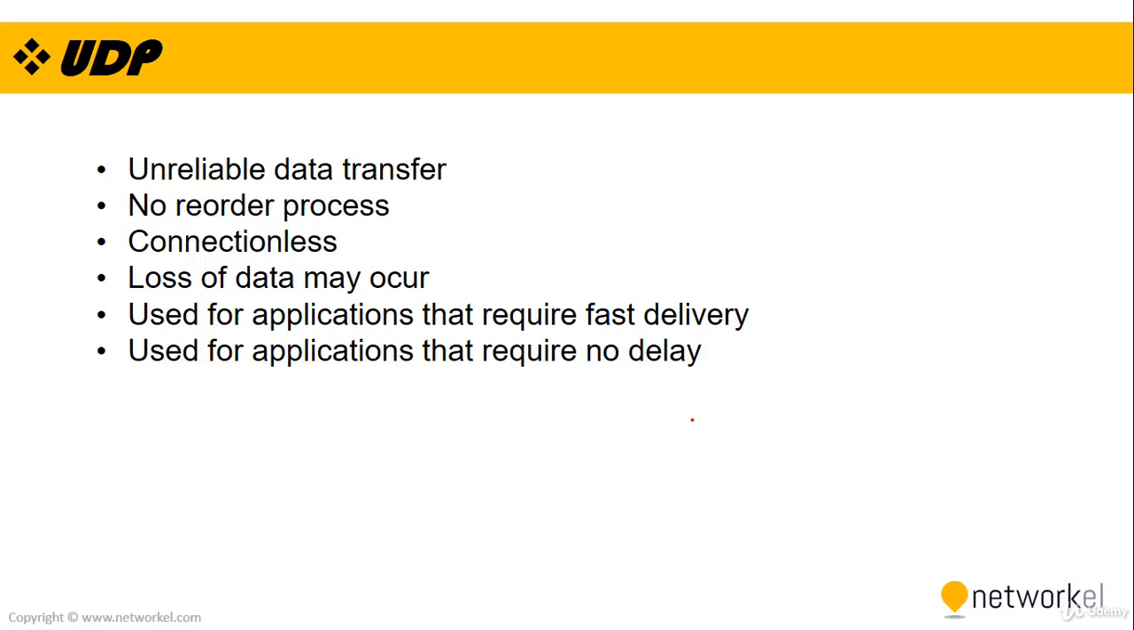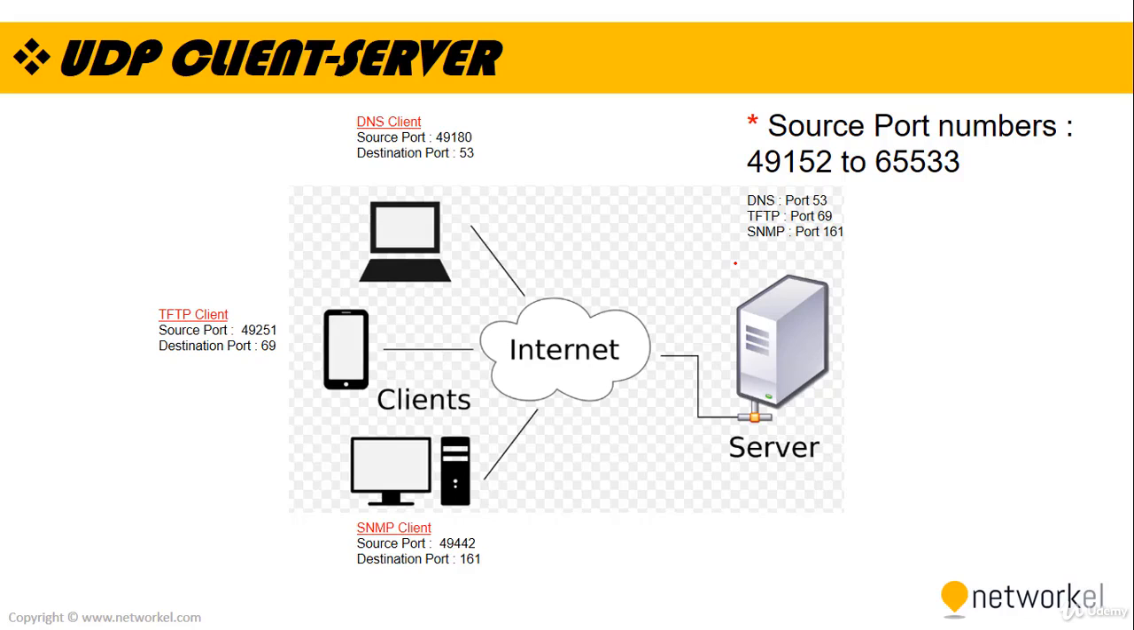So let's take a look at the UDP protocol now. UDP provides, as I told you, unreliable data transfer, and again, we don't have a reorder process. It's a connectionless protocol, loss of data may occur, and it is used for applications that require fast delivery and no delay. UDP has a client-server model as well as TCP does. Protocols such as DNS, TFTP, or SNMP use the UDP protocol.